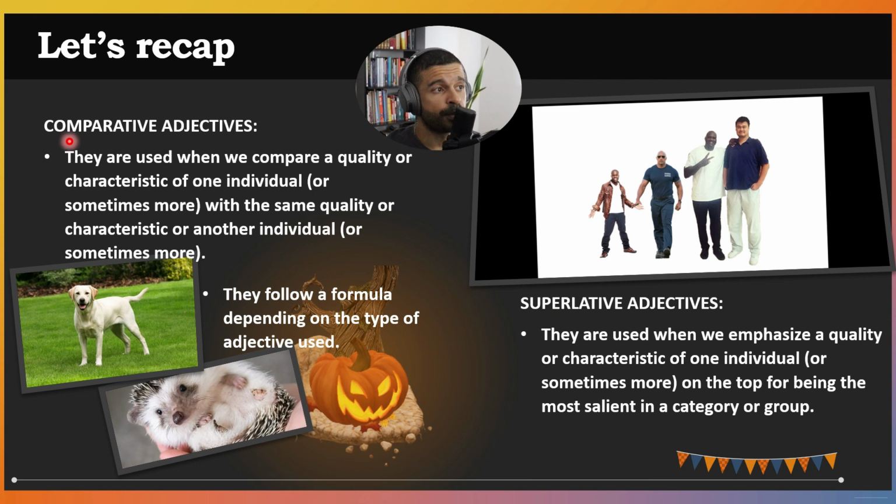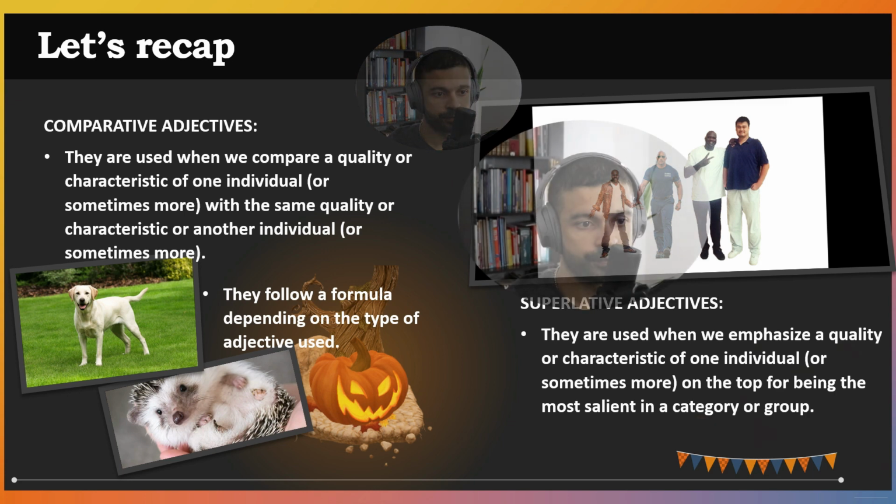Let's recap. Comparative adjectives are used when we compare a quality or characteristic of one individual or sometimes more with the same quality or characteristic of another individual or sometimes more. They follow a formula depending on the type of adjective used. If you want to remember, you can go back in the video and check that formula out. Superlative adjectives are used when we emphasize a quality or characteristic of one individual or sometimes more on the top for being the most salient characteristic or quality in a category or group.